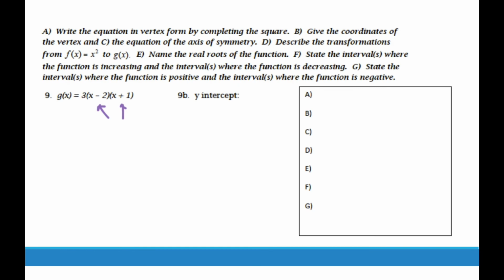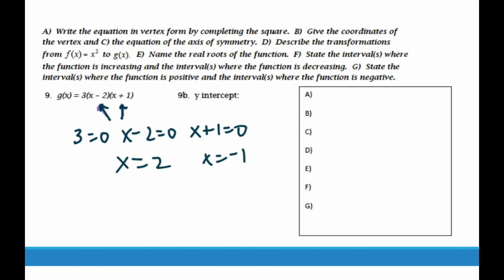We're going to talk more about this form later, but this is called Intercept Form. It's not Vertex Form, it's Intercept Form. So before we multiply it all together and everything, let's take advantage of what it tells us. If we look at what we already know about this, if it's written like this, I know my solutions. It means that either 3 is equal to 0, or x minus 2 is equal to 0, or x plus 1 is equal to 0. So that means x is equal to 2, or x is equal to negative 1. I just found my solutions.